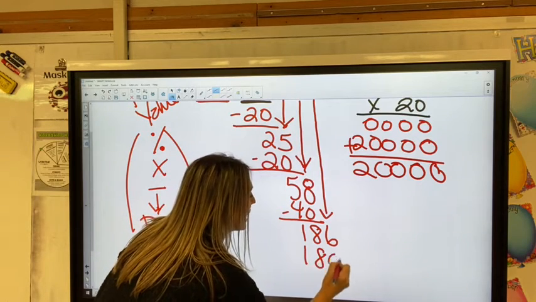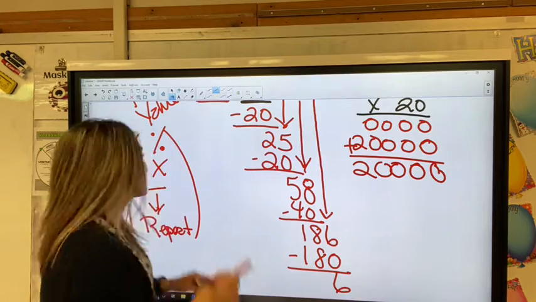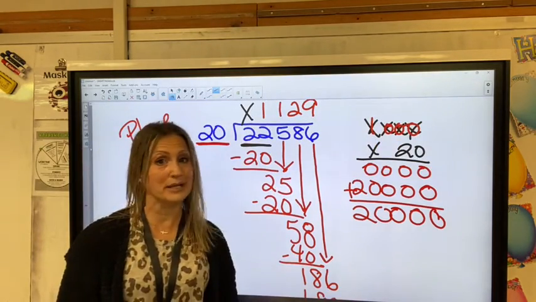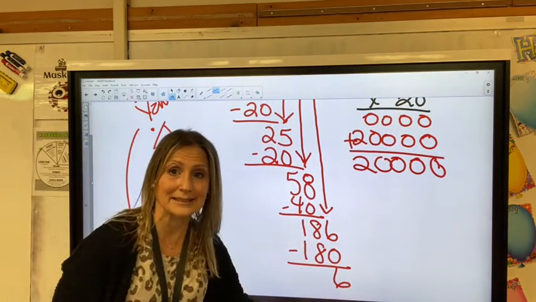I take away 180, and I'm left with 6. Now, sixth graders, if you notice, there's nothing left to bring down now. But I'm still left with 6.